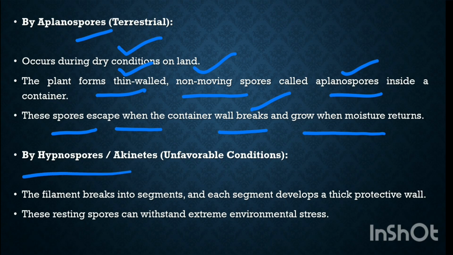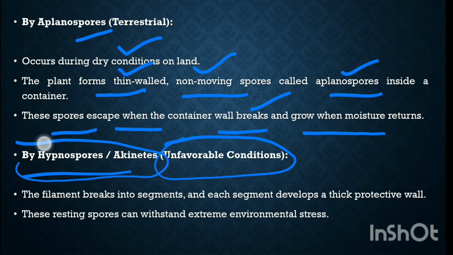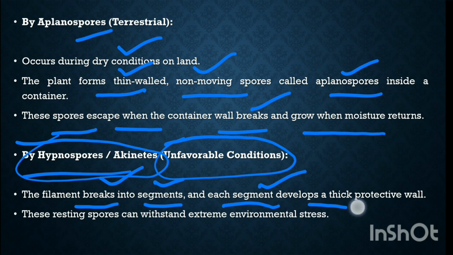Next, by hypnospore or akinetes, which takes place in unfavorable conditions. Zoospores and aplanospores form during favorable conditions, but hypnospores and akinetes form during unfavorable conditions. Here the filament breaks into segments and each segment develops a thick protective wall. These resting spores can withstand extreme environmental stress. When favorable conditions return, these fragments again grow as a new individual.